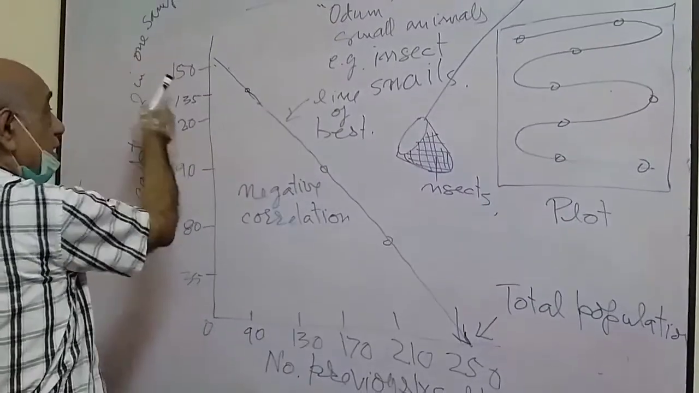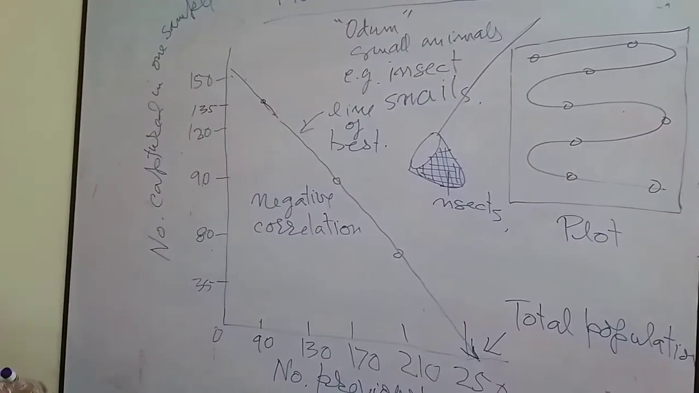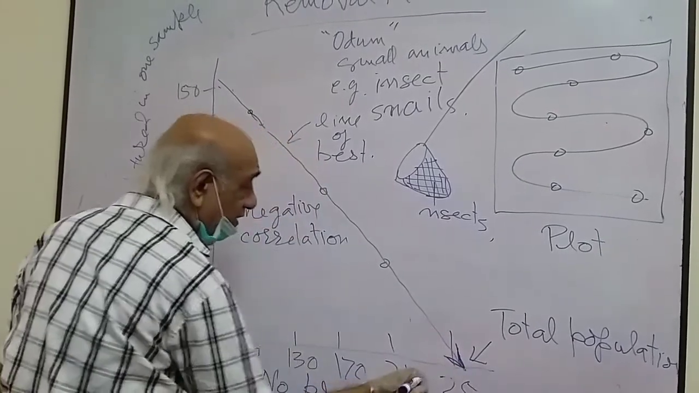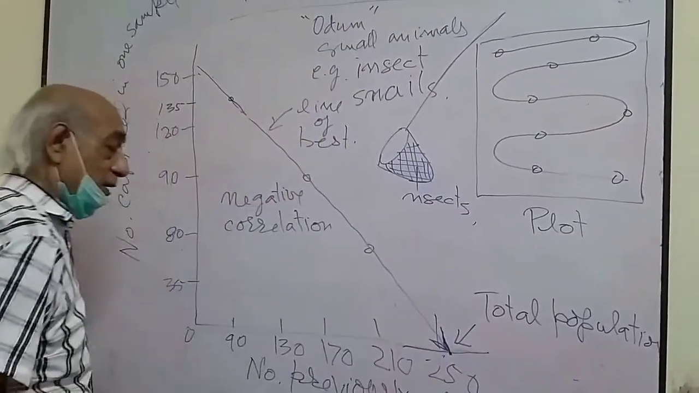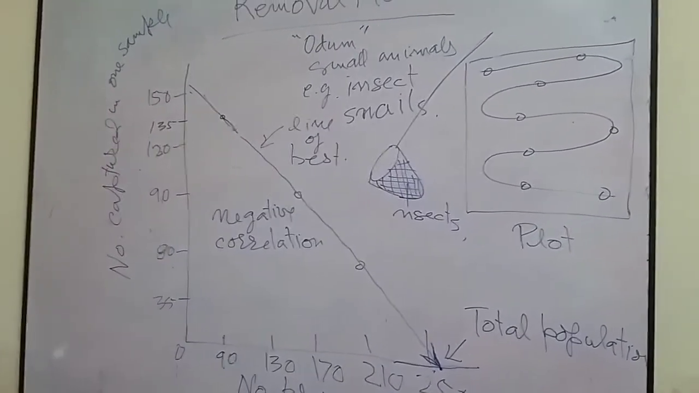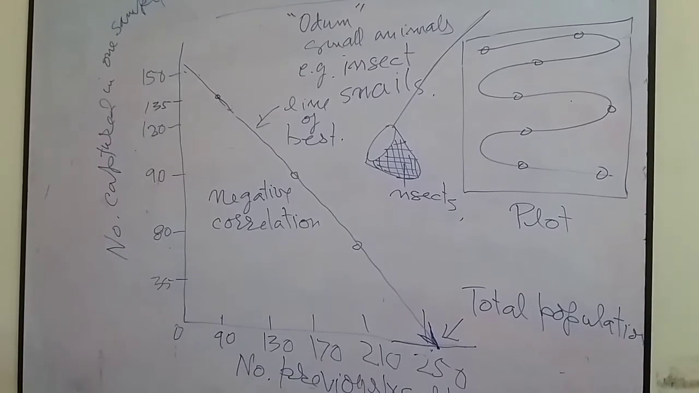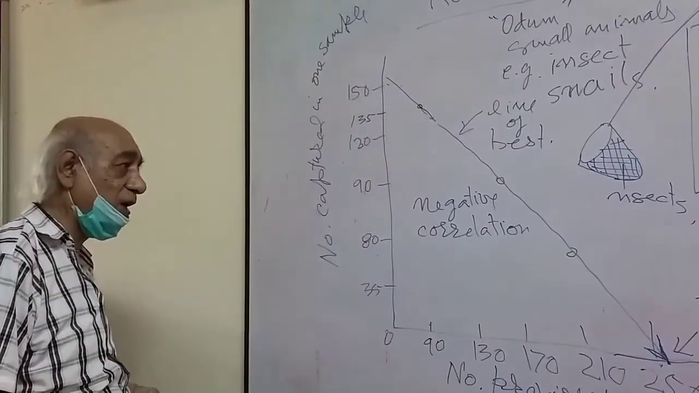Okay. Captured against the number captured, and you get a straight line which is a negative correlation. At the end of this line here on the x-axis will give you the total population. What is the total population of animals? This will decrease every time you sample because a number of animals have already been captured.